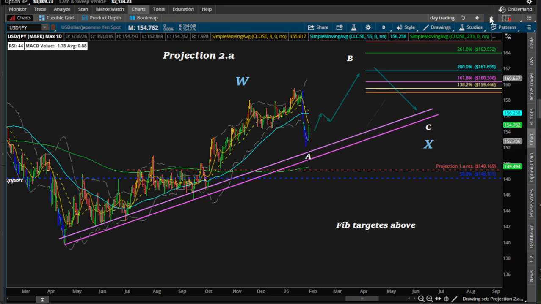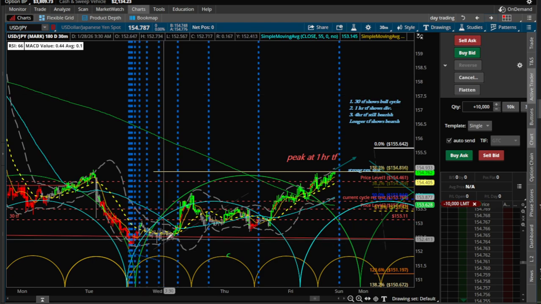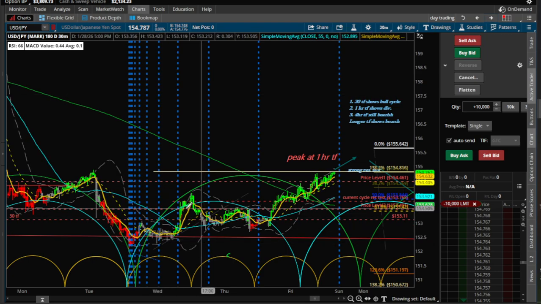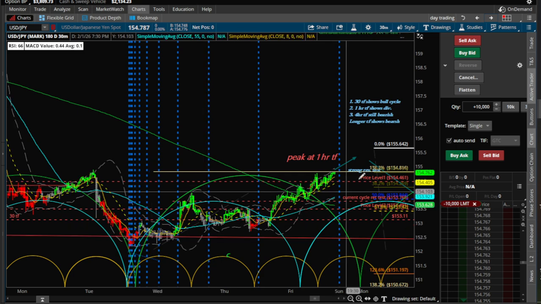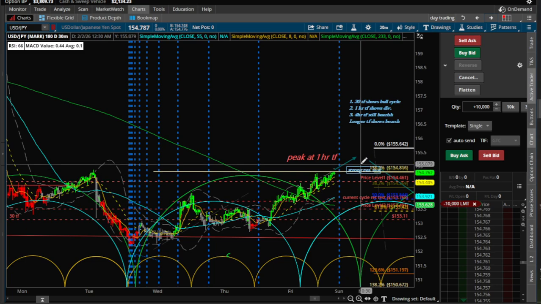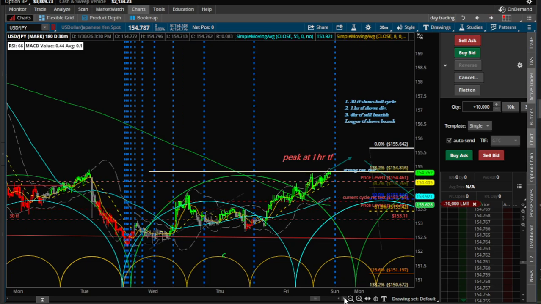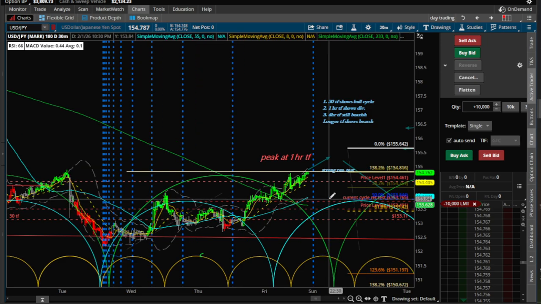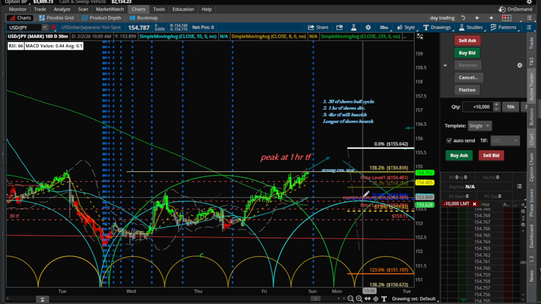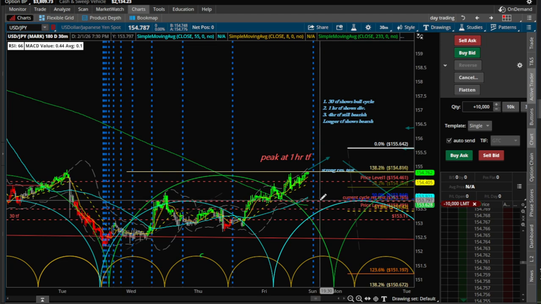So let's go back to the 30-minute time frame real quick. I'm counting 3 moves here. So we're finishing our 3rd move. That pullback's going to be important, and I think that as long as we stay above 153, here it is, current cycle retest at 153.76.